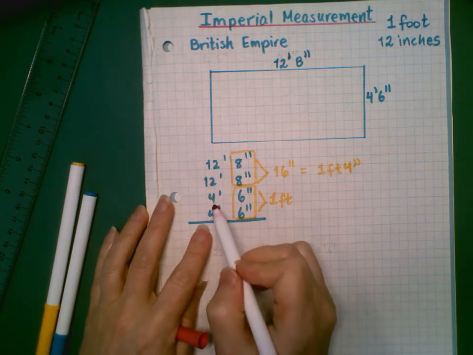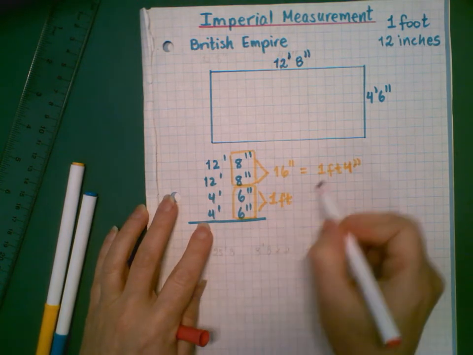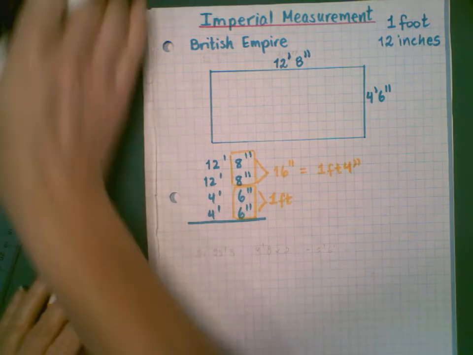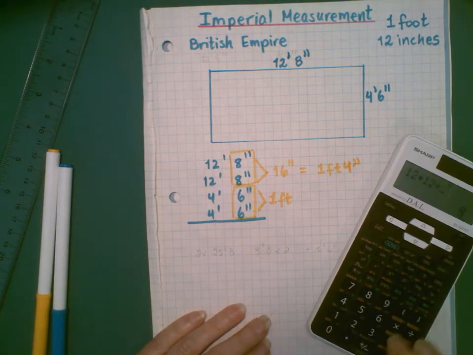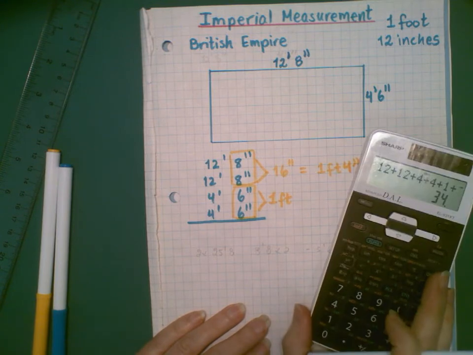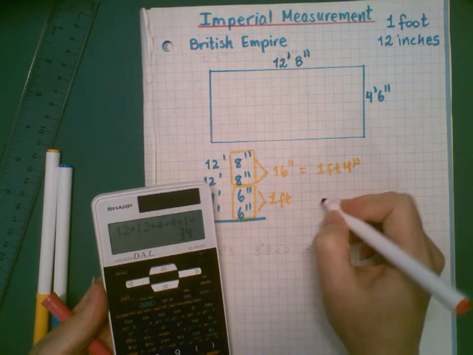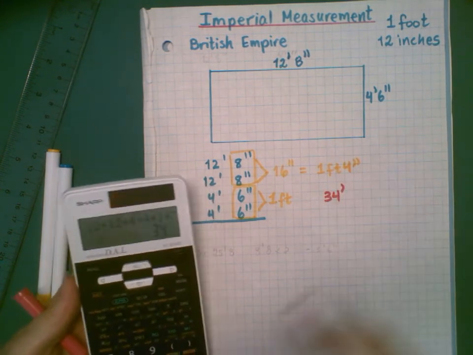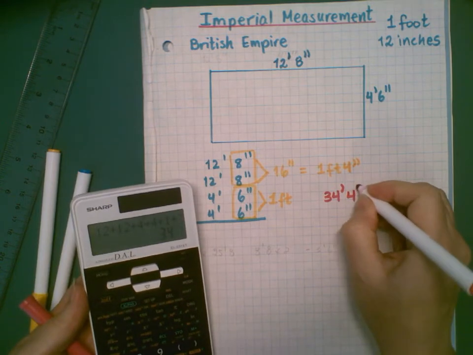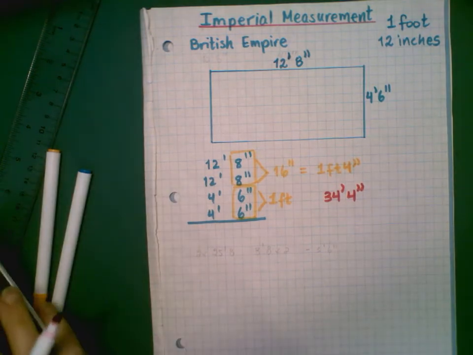So I've got 12 and 12, 4 and 4, 1 and 1. I get 34 feet. And I still have that extra 4 inches. So I would write it like that.